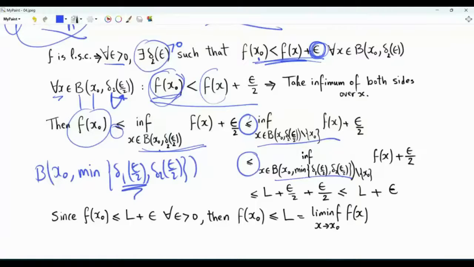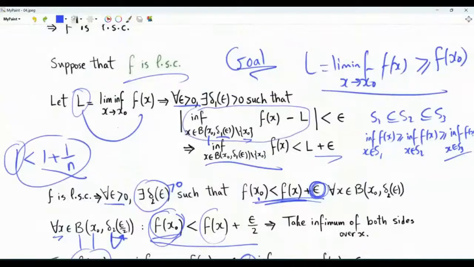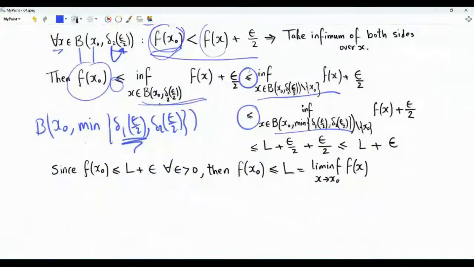Why do we have this delta 1? Let's remind ourselves. Using the definition of limit infimum, we obtain that this infimum here is less than L plus epsilon. If we use delta 1 that corresponds to epsilon over 2, then the infimum will be less than L plus epsilon over 2. So this is what we want here. We will make our ball with this radius, which is the minimum of delta 1 of epsilon over 2 and delta 2 of epsilon over 2, so that this ball is contained in this ball.